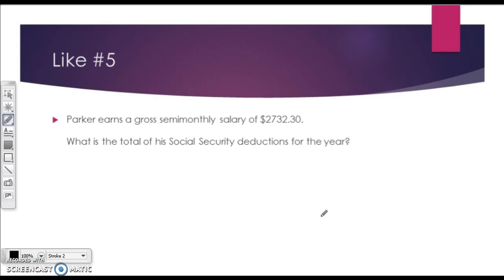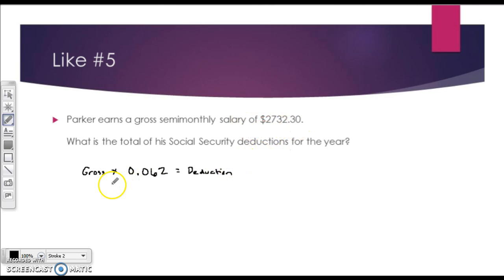All right, so I know that to find his Social Security deductions, I'm going to take his gross salary times the Social Security tax rate. And that tax rate is the same for everyone. It is 0.062. Now, if you forgot that rate, you can either Google it, you can say what is the Social Security tax rate, or you can check our class notebook where I have all that information for you. All right, and that will be the amount of the deduction.